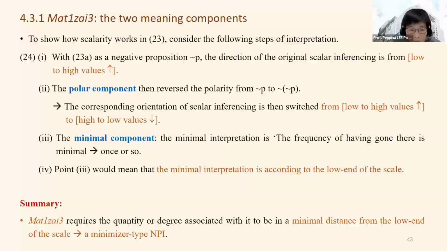So it switched from low to high, becoming high to low. Because it's from high to low, it lies on the bottom end of the scale, where your minimal component can operate. So if you add in 一次半次 "once or so", then you formally introduce the minimal point. That's why the sentence makes sense if you have the 乜滯 occurring over there. So the summary here is that 乜滯 requires a quantity of degree associated with it to be a minimal distance from the low end.